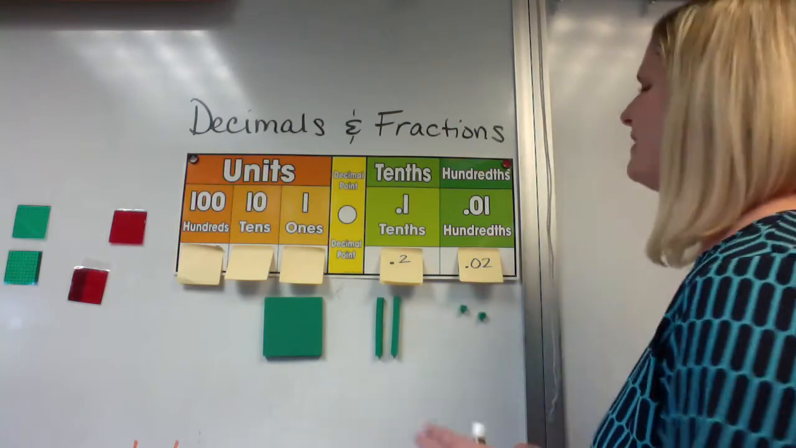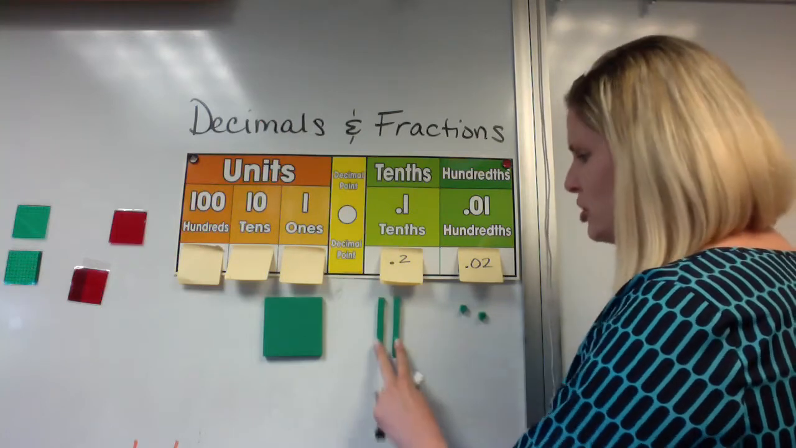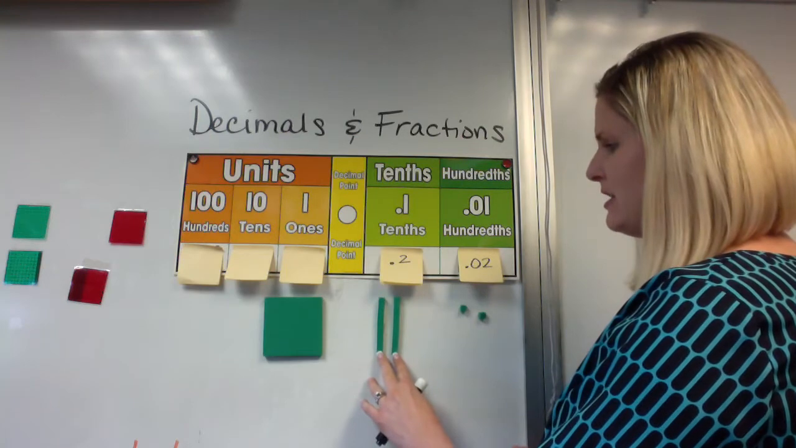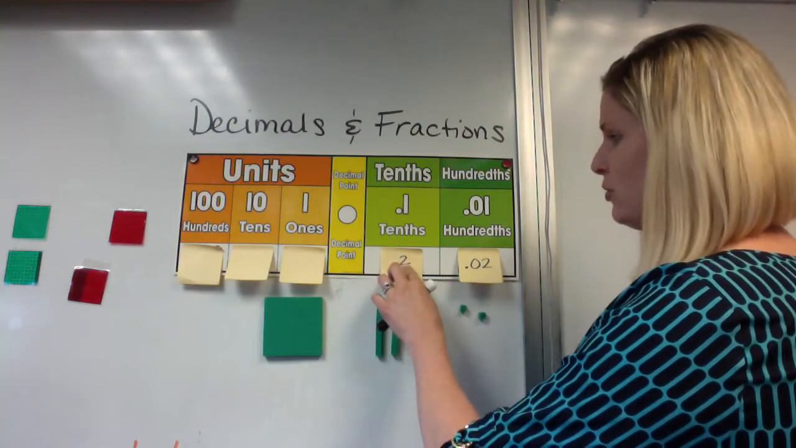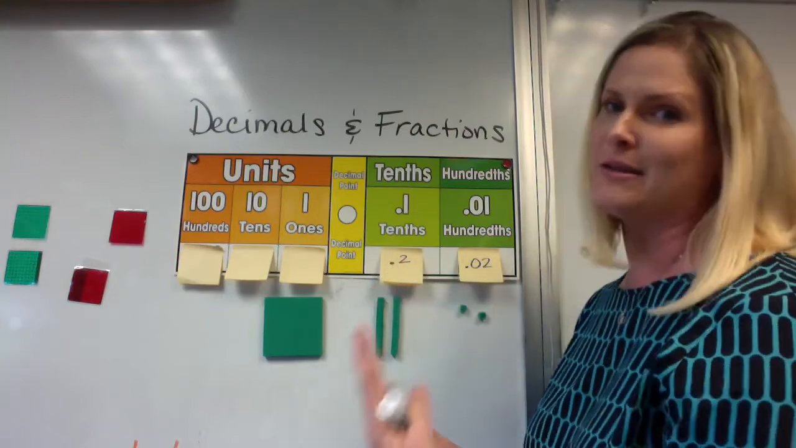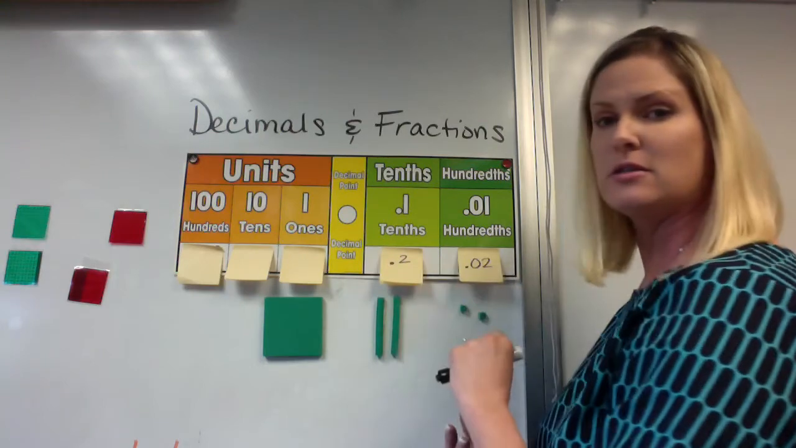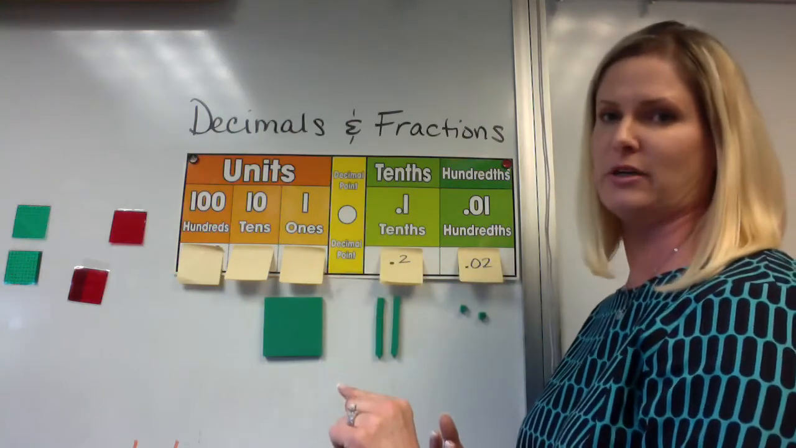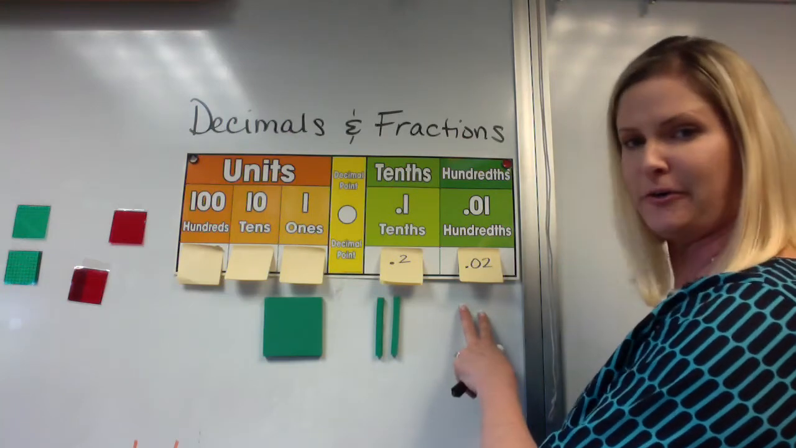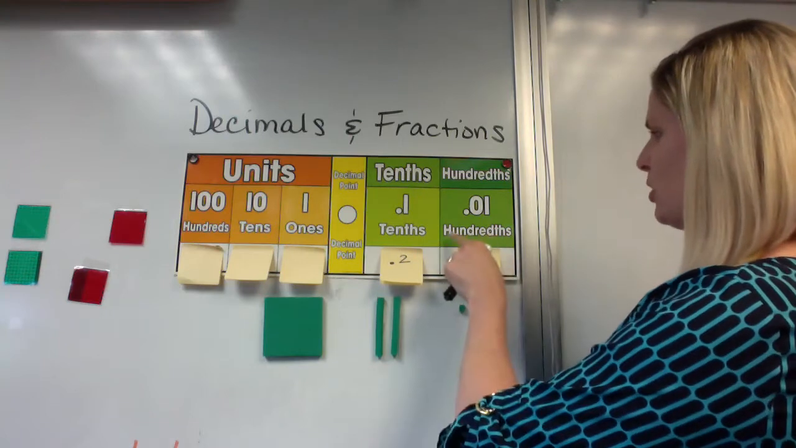In this case, if we have two base 10 rods, two of them would be 2 in the tenths spot. So the decimal that represents this figure is 2 tenths. Now the way you say decimals is you don't say 0.2 like some people do. The formal way to say it is 2 tenths. You say the number and you say the place value after it. That's the official way to say it. In the hundredths spot, I have two little cubes here. So the two little cubes would be 2 hundredths.